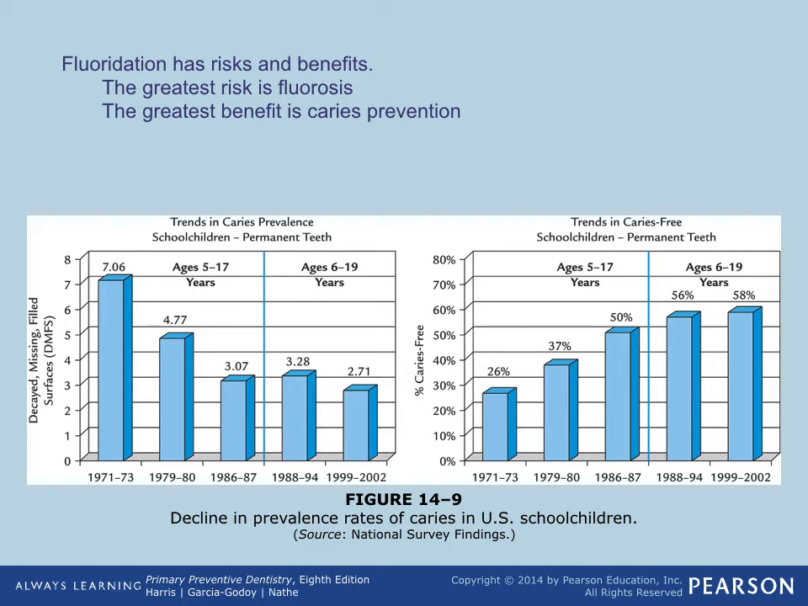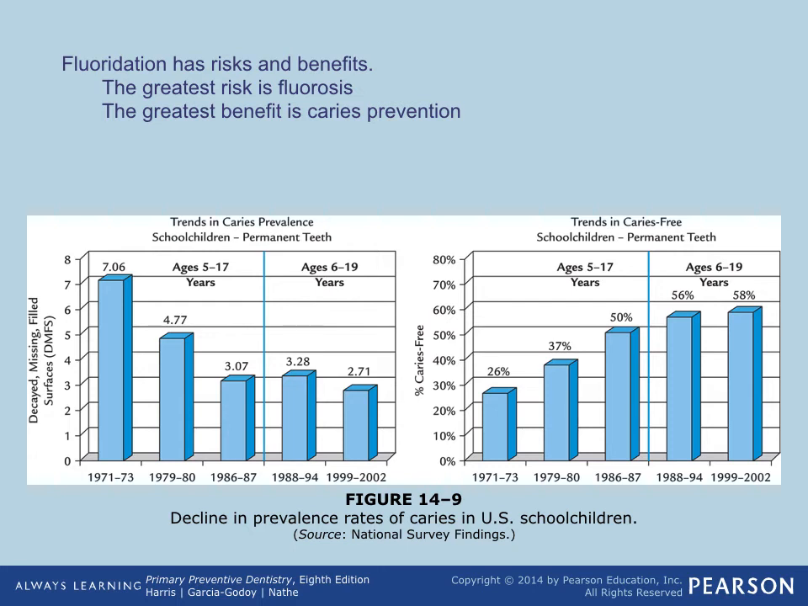And then the graph on the right, I love, because you can see in that same time period, we go from 26% of children being caries free. So they're looking at all these children, and 26% have no cavities, which means 74% of kids in the 70s had cavities. And you take that to the far right, 1999 to 2002, 58% are caries free. So we go from this extreme, and why?